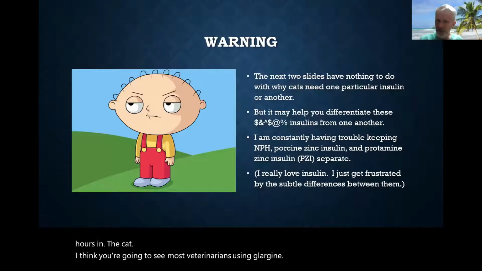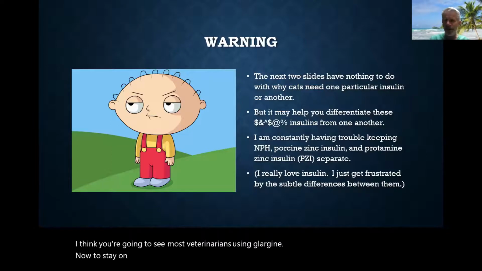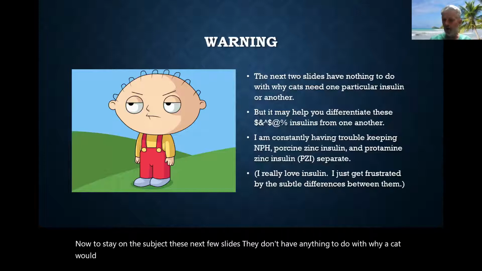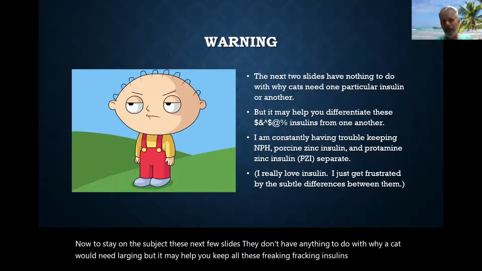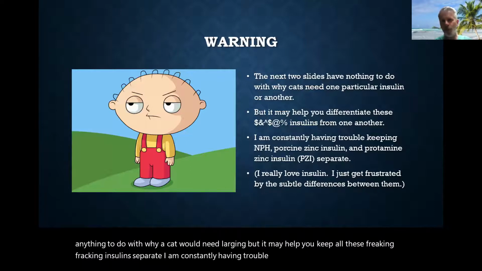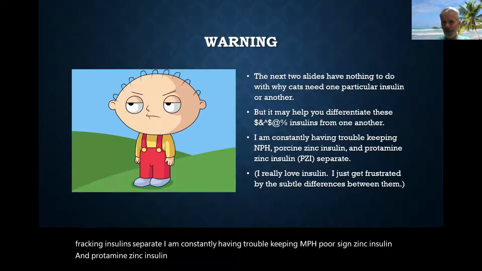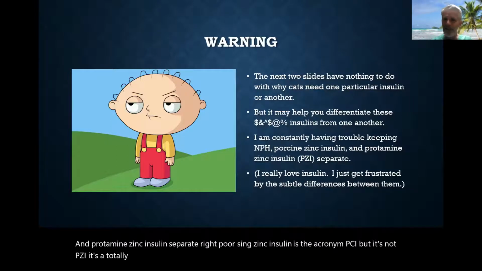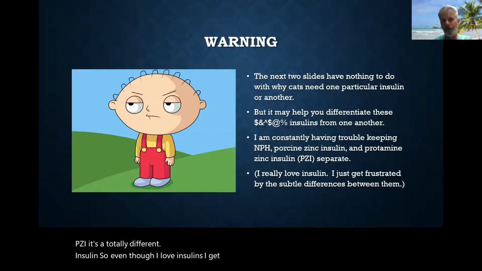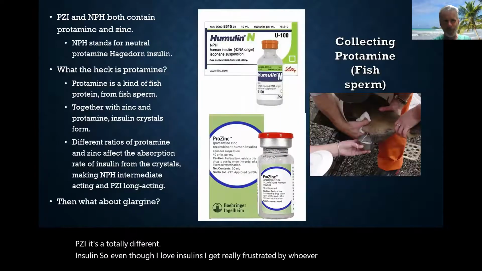Now, to stay on the subject, these next two slides don't have anything to do with why a cat would need glargine, but they may help you keep all these insulins separate. I am constantly having trouble keeping NPH, porcine zinc insulin, and protamine zinc insulin separate, right? Porcine zinc insulin is the acronym PZI, but it's not PZI. It's a totally different insulin. So even though I love insulins, I get really frustrated by whoever named them.